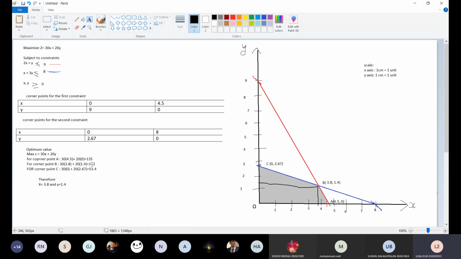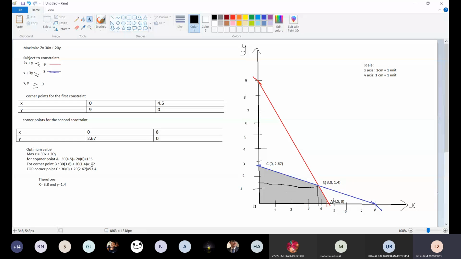So what is the amount of change? It was 128 before, and now 142, so there is a 14 rupees change. The revenue has increased by 14 rupees. When did it increase? When I increased my total capacity from 8 to 9. So I increased it by just 1 hour, and when I increased my total capacity by 1 hour, my profit increased by 14 rupees. Did you guys understand?